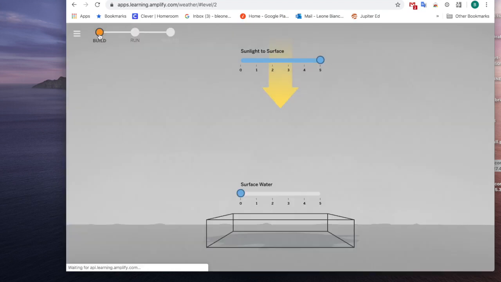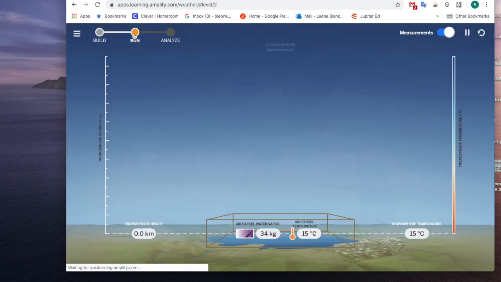We're going to go back and change only the surface level. I am not changing the sun again because that is a constant. So we're going to go to the surface water and change it all the way to 5 because I like to see the dramatic differences. I'm going to click Run.